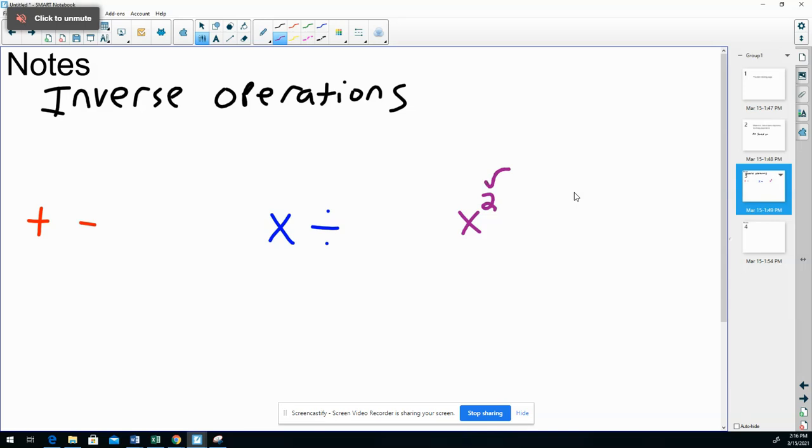If we have the squared exponent, the most popular exponent, then to undo that, we're going to use the square root. If that exponent was to the third power, we'd have to use the cubed root. But we're only going to focus on the square root for today.